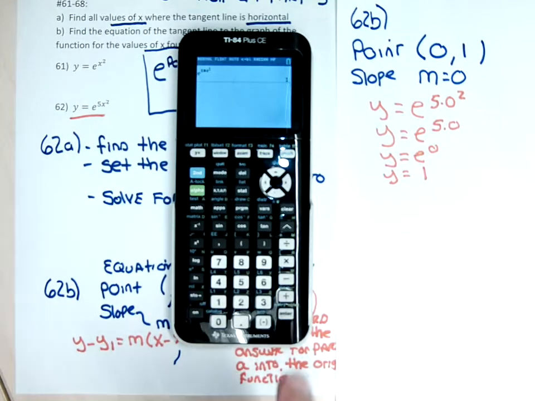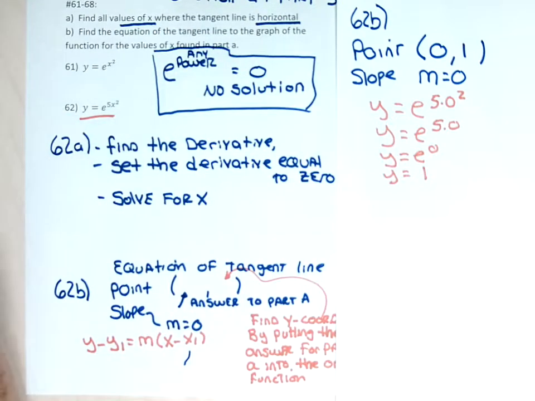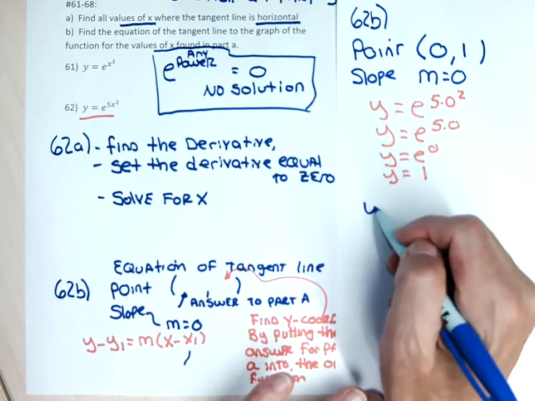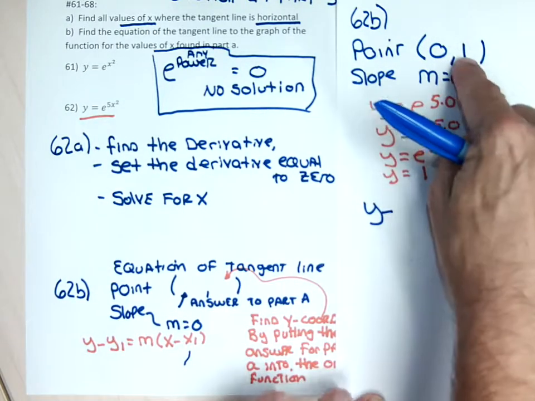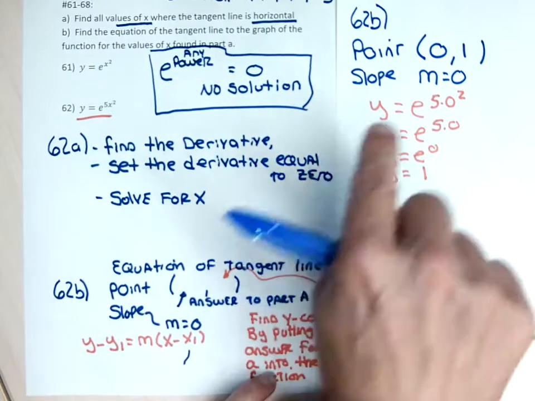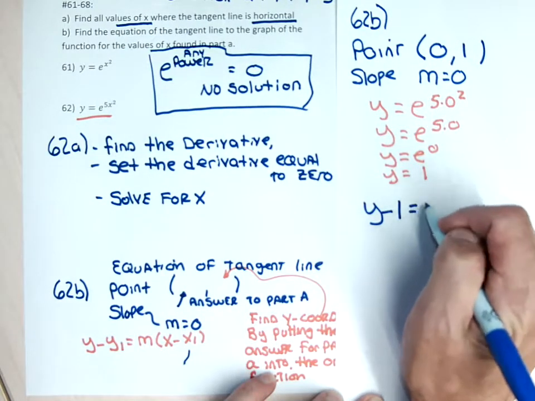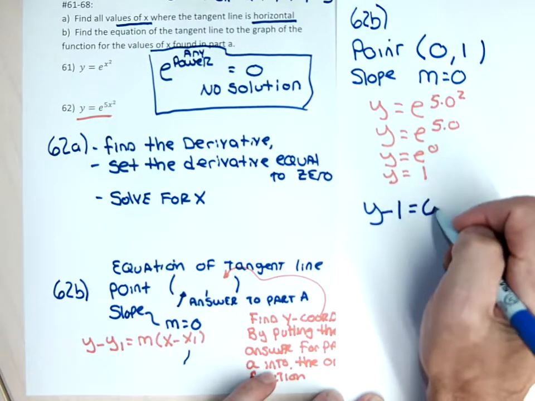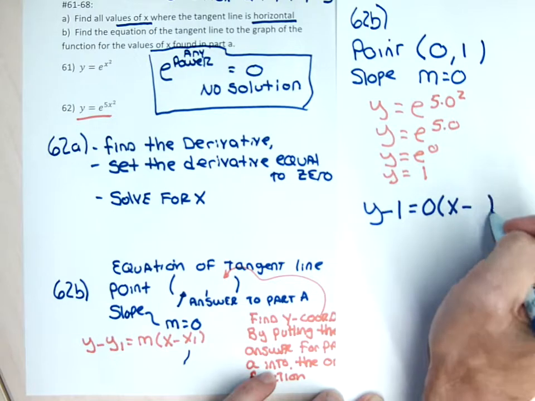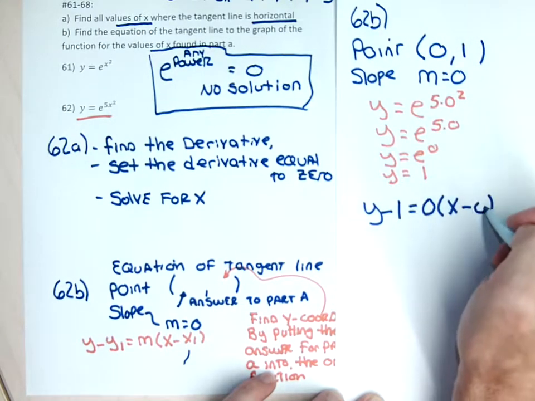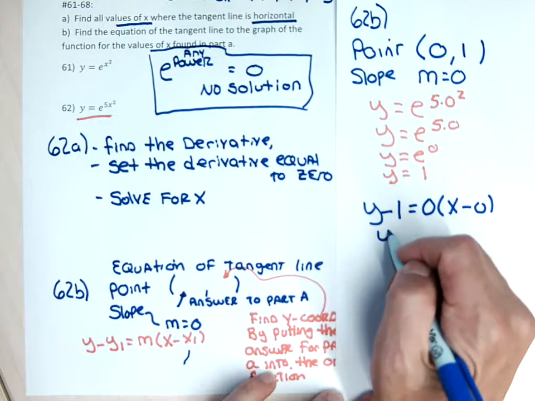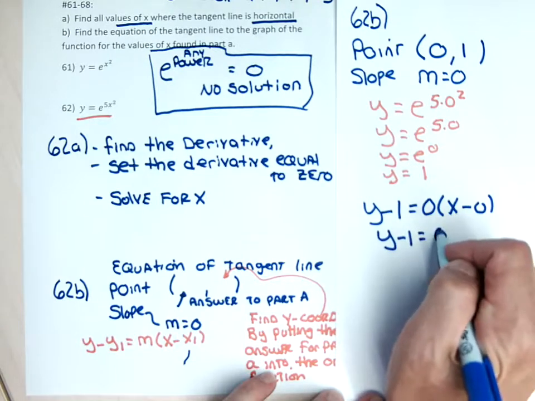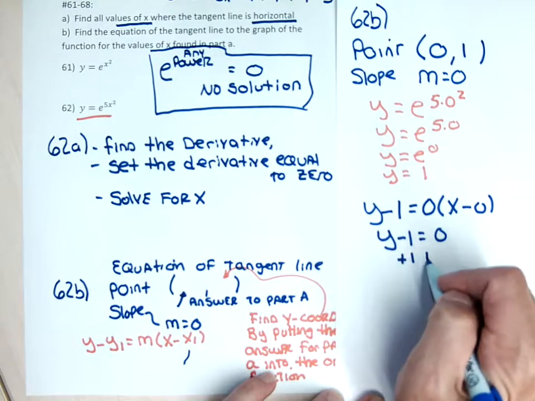So now I have a full-fledged point, both an x and a y coordinate. And I'm just going to use the y minus y1 formula equals m times x minus x1. On the left-hand side for the y1, I'm going to plug in 1. On the right-hand side for the slope, I'm going to plug in 0. And then for the x1, I'm going to plug in 0. The right-hand side's going to just turn into 0 because 0 times any quantity is 0, and 0 times that parentheses gives me 0. And I'm just going to add 1 to both sides.